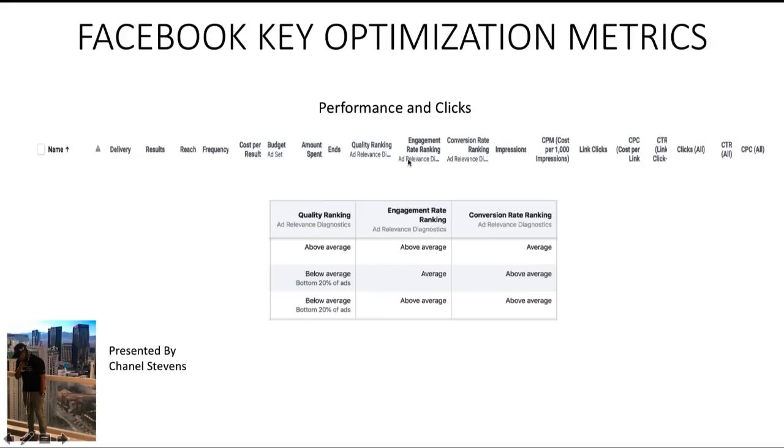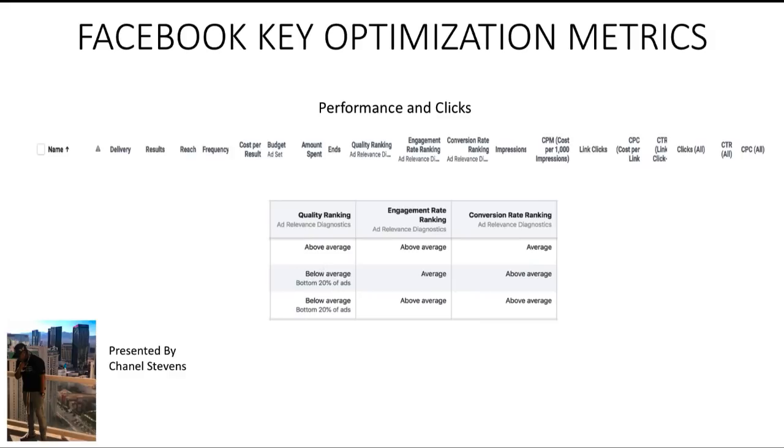And what I really want to dive into is these new metrics right here, because it used to have something called relevance score, and relevance score is now obsolete. What they replaced relevance score with is quality ranking, engagement rate ranking, and conversion rate ranking. And you can see here, you're going to be ranked from above average to below average. So what you'll want to do is work on the below average quality ranking ads.